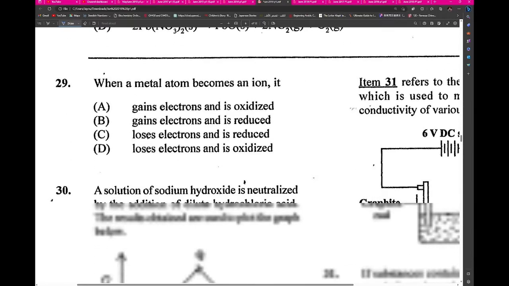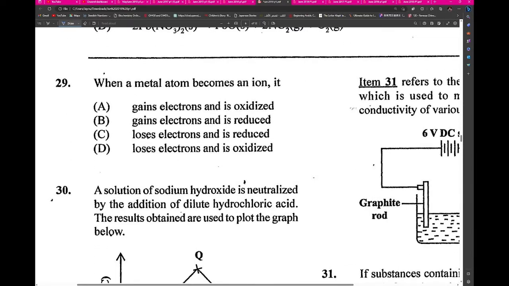When a metal atom becomes an ion, it loses electrons and becomes more positive, right? Remember OIL RIG: oxidation is loss and reduction is gain. So it loses electrons and is oxidized.